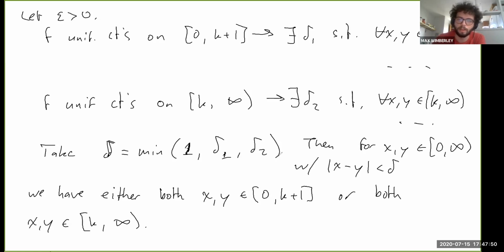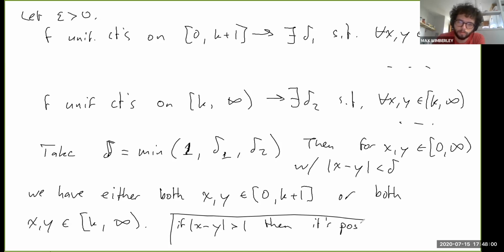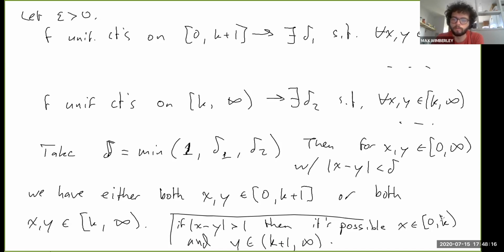If we don't make them be less than 1 apart from each other, if x minus y is greater than 1, then it's possible that x is in 0, k, let's say, and y is in k plus 1, infinity, which would be bad because then we wouldn't be able to invoke what we know about our choice of delta 1 and delta 2, basically.